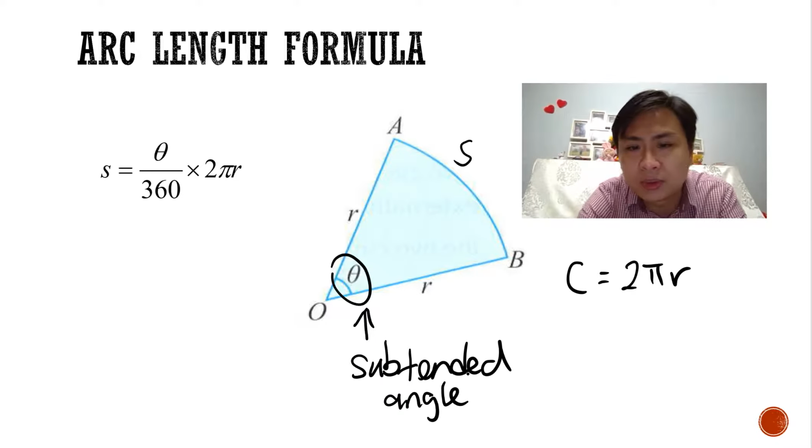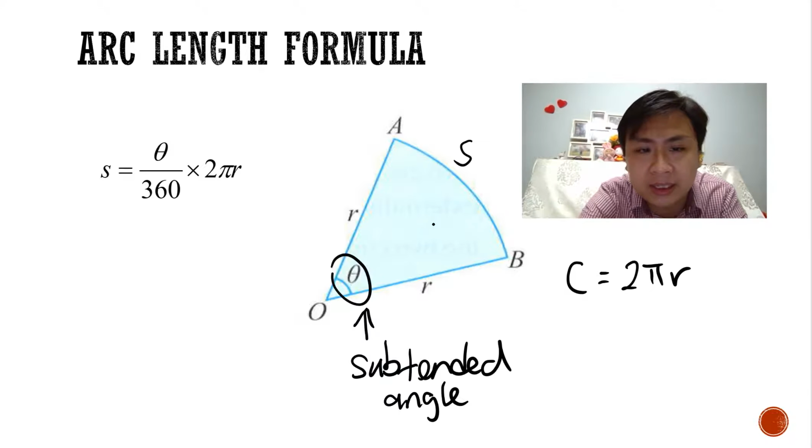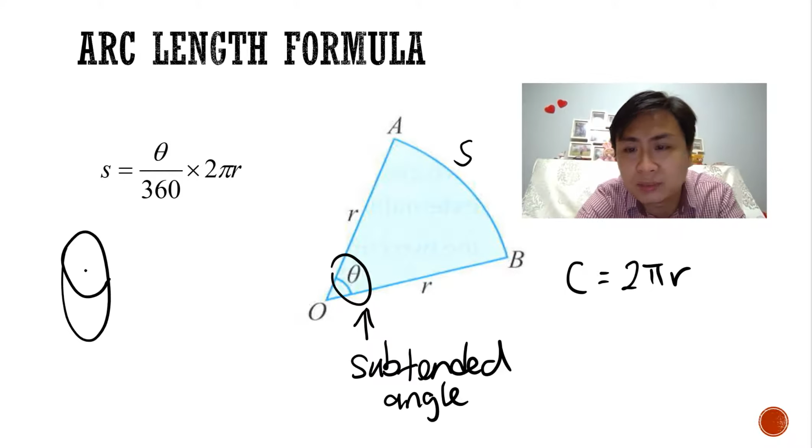And usually we will label this subtended angle with the symbol theta. How do we write the symbol? It's like a big O with a stroke in the middle. So this subtended angle is usually labeled by the symbol theta, and it's written like this.